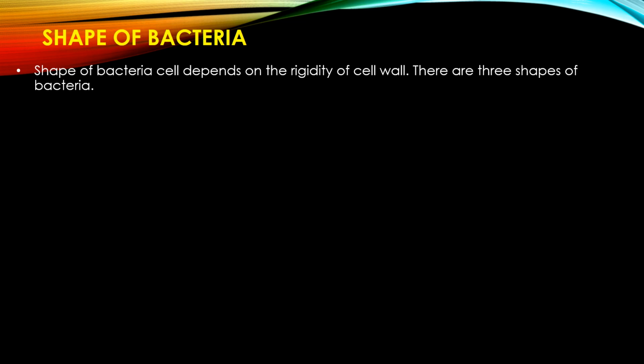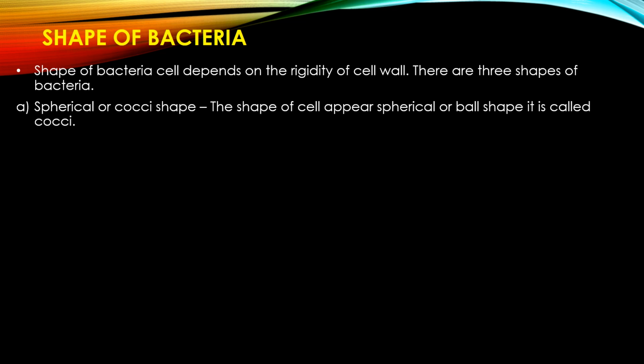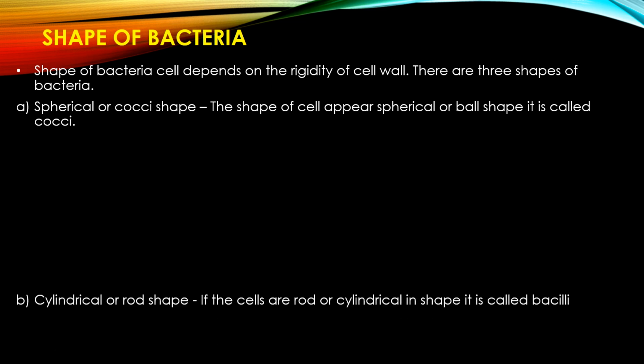Shape of bacteria. Now, the shape of a bacterial cell depends on the rigidity of the cell wall. Generally, there are three types of bacteria. First one is spherical or cocci shape. If the shape of the cell appears spherical or ball shape, then it is called cocci bacteria.